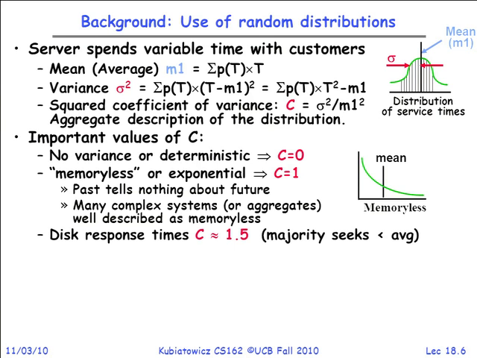Now, another thing that's interesting is disk response time tends to be more like a C equals 1.5 distribution, which basically means that the tail is a little longer, and so there are sometimes when you have to seek when you didn't otherwise, and it tends to smear things out a little. Questions on C? C is a unitless parameter, but C equals 1 is an interesting case. C equals 0 is an interesting case, and knowing that the disk may be 1.5 is something interesting.